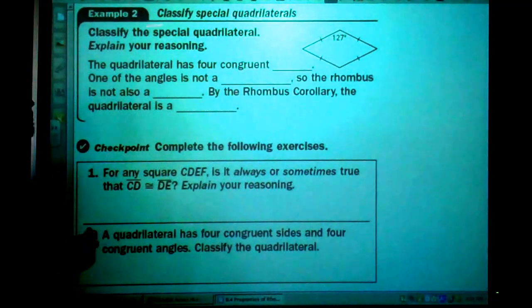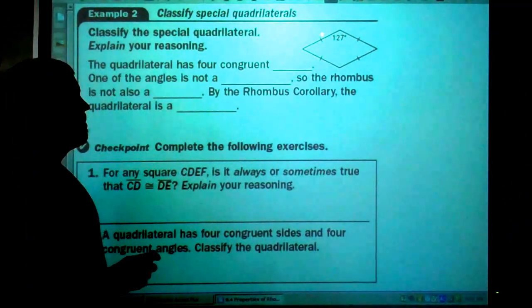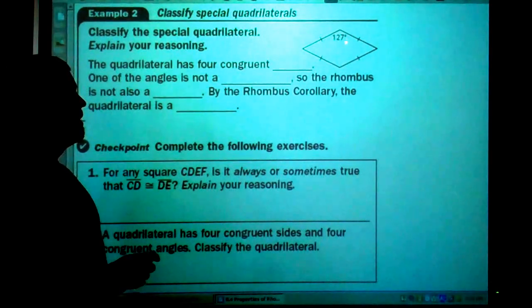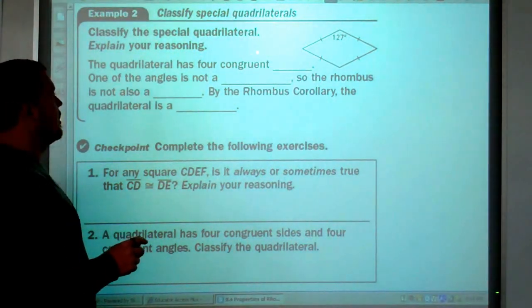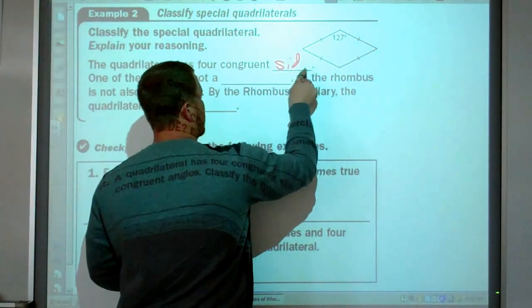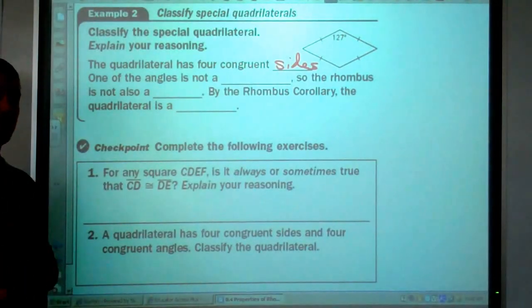Alright, classify the special quadrilateral, explain your reasoning. So we look at this figure here. We have these little markings, little slashes on the sides, so four congruent sides, and we have the angle of 127 degrees. So right away from this, it has four congruent sides, so right away we're thinking what? We're thinking rhombus or a square, right?